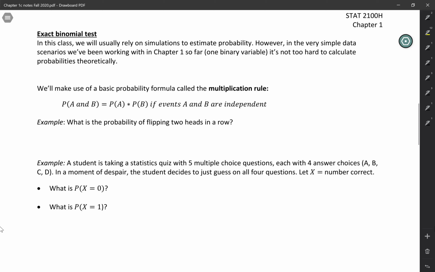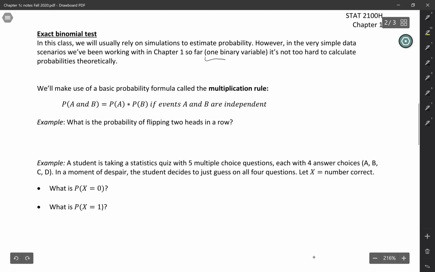This video is about an exact binomial test, which is another option when you have one binary variable. In this class, we usually rely on simulations to estimate probability. We don't spend a lot of time on formal probability rules. But in the very simple data scenarios we've been working with in this chapter, where we have only one binary variable, it's actually not too hard to calculate the probabilities theoretically.